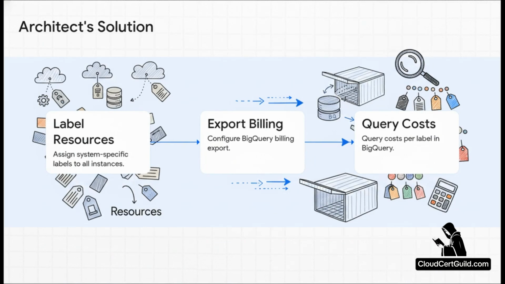And here is the architect's solution. Now pay really close attention to that first step. The whole process doesn't start with exporting data, it starts with tagging the resources right at the source. We assign these specific labels first, then we export the detailed billing data to BigQuery. After that, it's a piece of cake to group and calculate costs based on those labels.